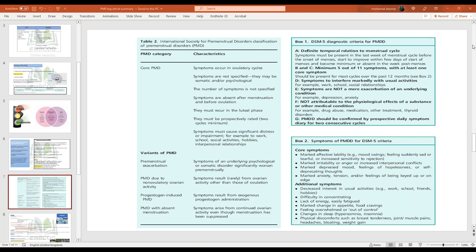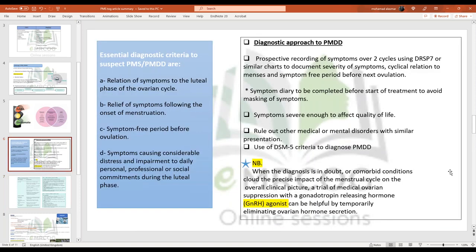So now this is to make sure of the diagnosis. Anything else? Yes. If you are in doubt, please remember the role of the GnRH agonist. Why will I use a GnRH agonist if I'm in doubt of the diagnosis? This is a trial of medical ovarian suppression with gonadotropin-releasing hormone that can be helpful by temporarily eliminating the ovarian hormone secretion. So we will test the response in this woman. This is if you are in doubt.